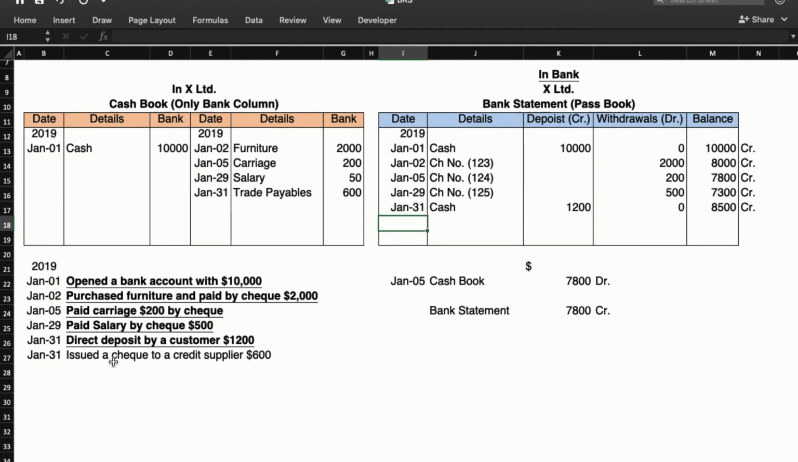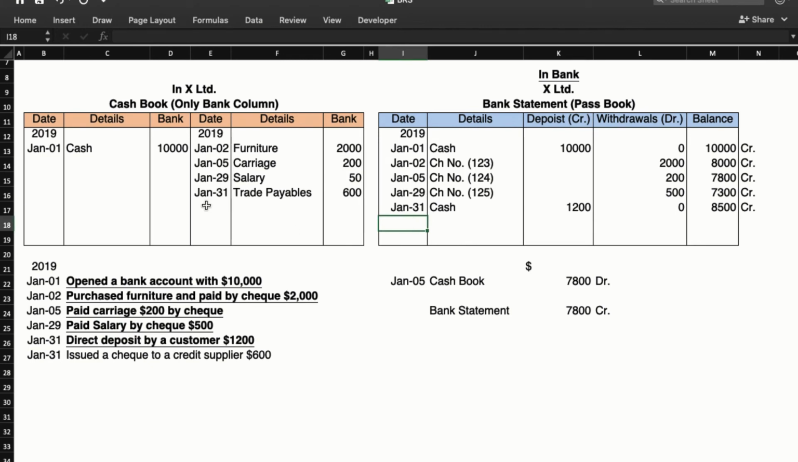Now the situation is this: I issued the check to the credit supplier on Jan 31st, but the supplier didn't present the check for payment. He thought he would present the check after a few days. He is quite busy in his work, so on Jan 31st he got the check from me but didn't go to the bank to present it, because a check is valid for 3 months. So as he didn't present the check to the bank to get the payment, there will be no recording for this transaction in the bank statement. That is the main reason.